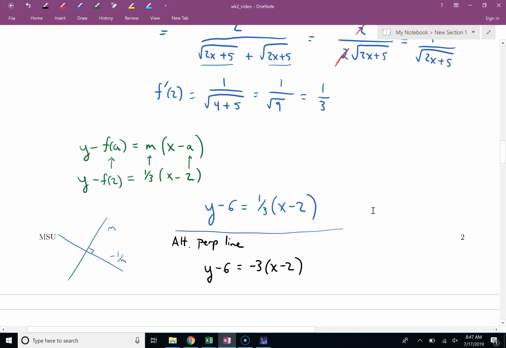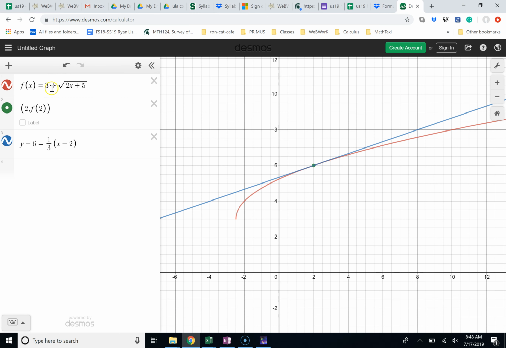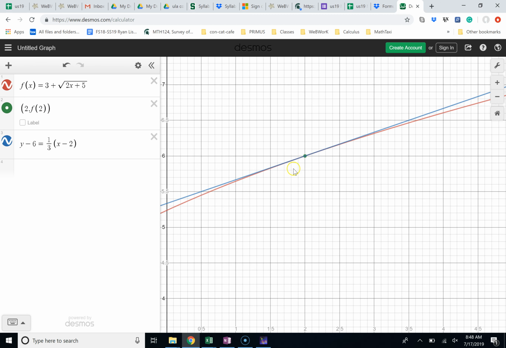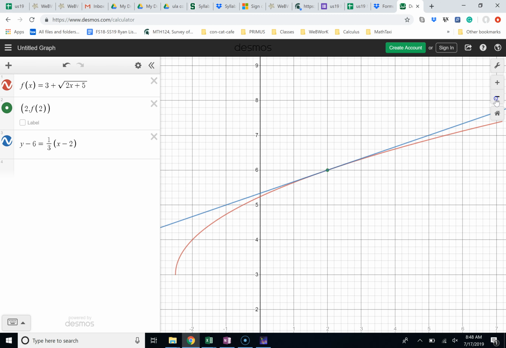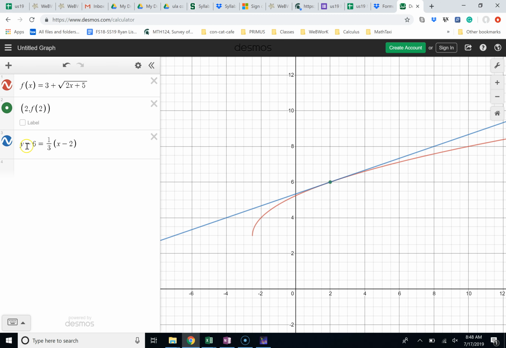And just really quick, since we're not in a formal exam or anything, it's nice to be able to double check our work and make sure that things are behaving like we expect. So I went ahead and graphed this. I have our function here, 3 plus the square root of 2x plus 5. We're interested at the point at 2. And we can see here we have our function, and then we have this line that seems to be just barely touching at the x value of 2, and that right there would be our tangent line. And that's going to be my y minus 6 equals 1/3 times x minus 2.